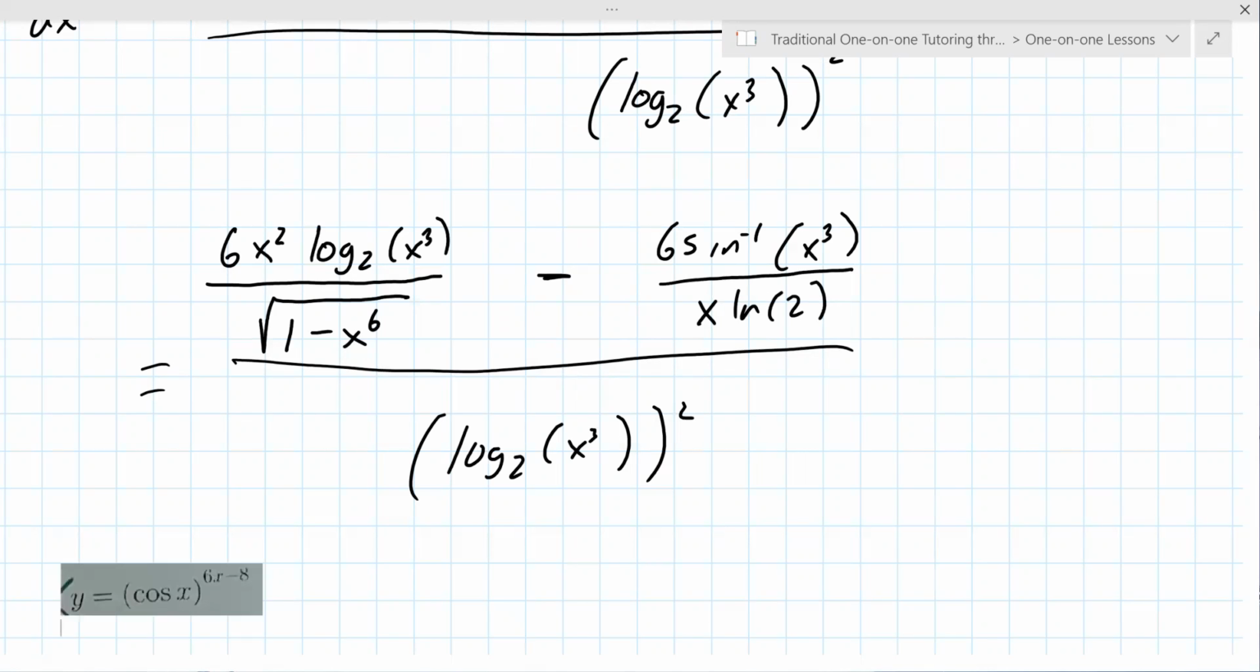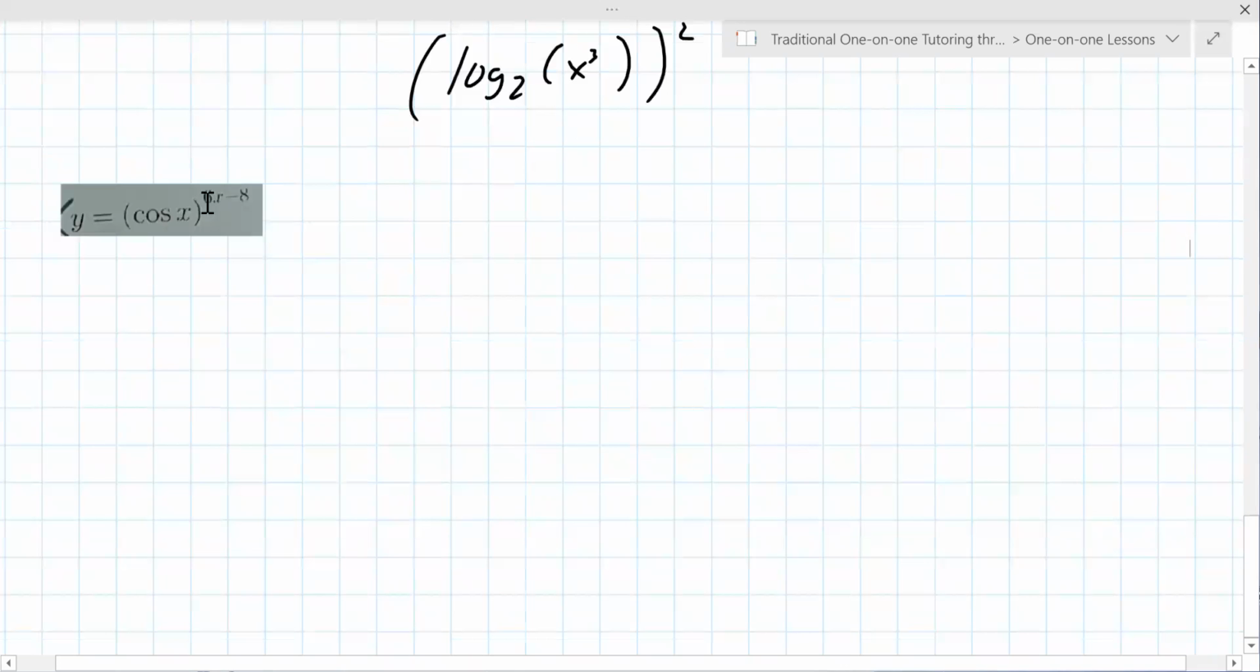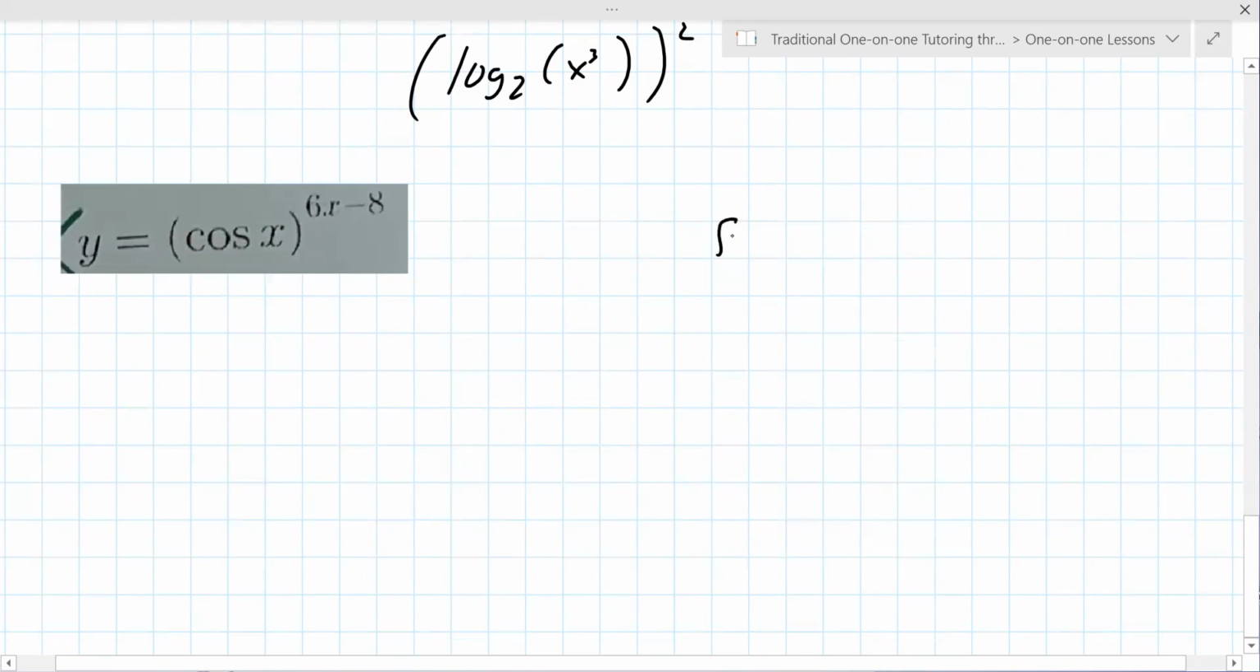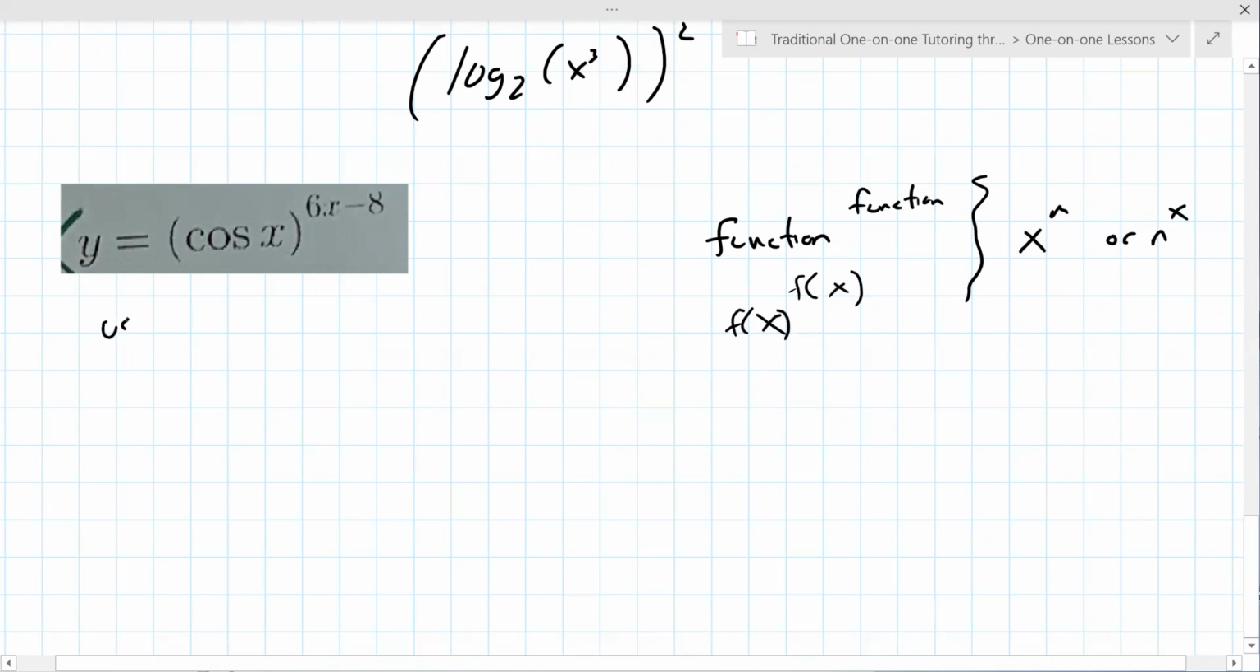All right, letter E here. I call this a function to a function. Before this, you had x to a number or a number to x. Now it's got x in both places. It's like x to the x basically, or f of x to the f of x. And the only way to do this is to use logarithmic differentiation. This is a specific thing. You have to have seen it to know how to do it, and then you have to recognize it when you see it. So you take the natural log of both sides first.